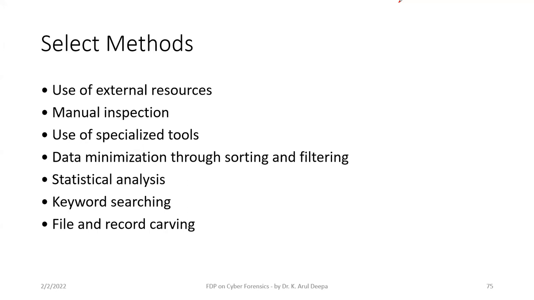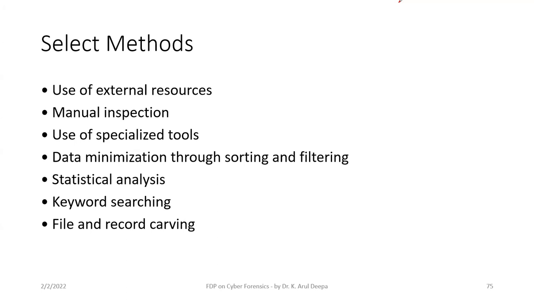You can apply some filtering mechanism: date, or creator, the user who created the file, or last modified time, created time. Some criteria can be applied to filter the list. Likewise, you can apply sorting also. You can sort based on the file name or based on the time of creation. So this kind of data minimization helps you to investigate easily and quickly. Even manually, you can do the investigation. The next suggestion they provide is statistical analysis.